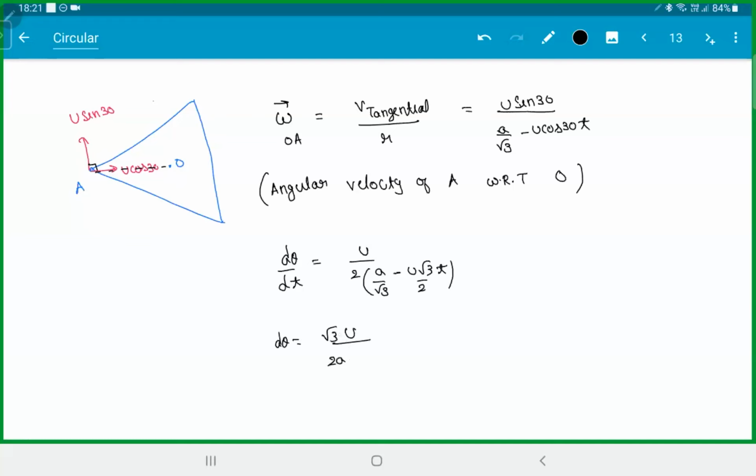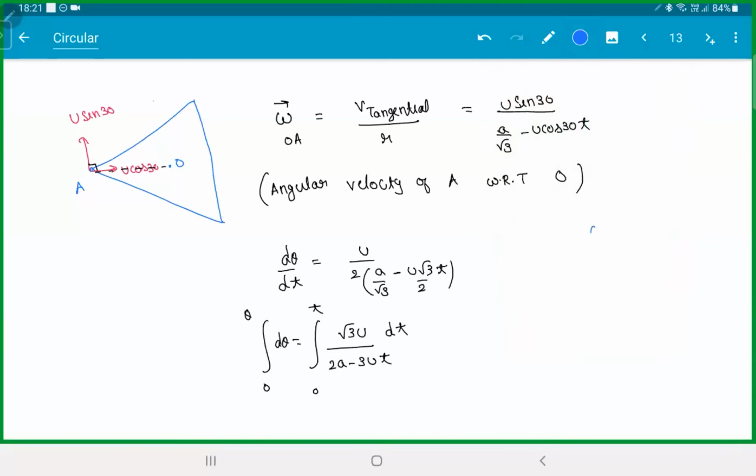Root 3 will come here. Minus 3u by, multiply 2a. This would be 2a by root 3 minus u root 3, so that will be 3ut. Root 3 u by 2a minus 3ut into dt. Integrate on both sides, 0 to theta, 0 to time.